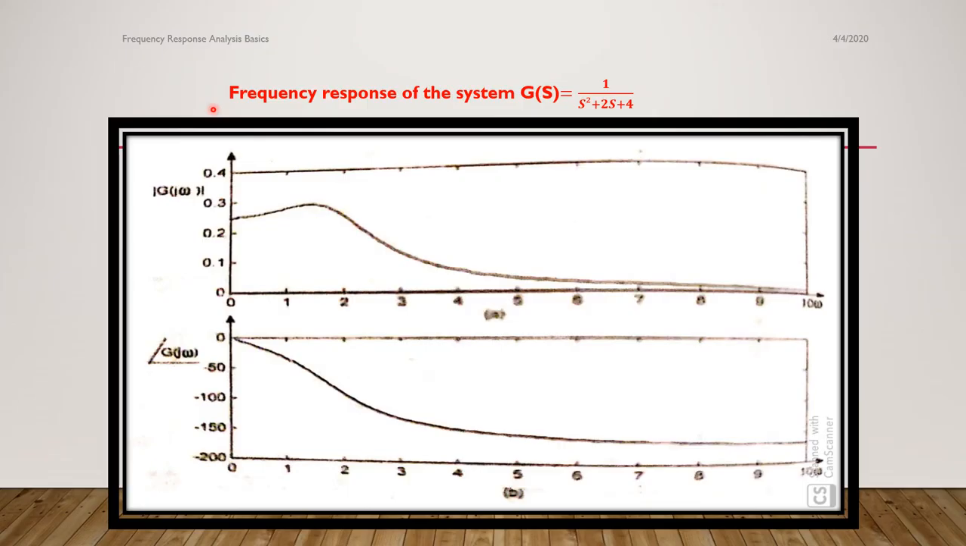The figure shows the frequency response of the system G(s) = 1/(s² + 2s + 4). Figure A shows the magnitude plot, magnitude |G(jω)| versus frequency ω, and the phase plot, the angle of G(jω) versus the frequency ω. So this is the phase plot, figure B. Figure A is the magnitude plot.